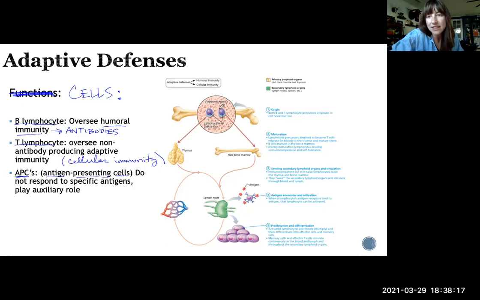So again, your B cells and your T cells both originate in the red bone marrow, remember? So you've got your little non-differentiated lymphocyte precursors, how cute. Some of them stay and mature in the bone marrow, and become B cells. The other ones leave and go to mature in the thymus, to become T cells, okay? That's why they're called T cells. T cells mature in the thymus, B cells mature in the bone marrow, okay?